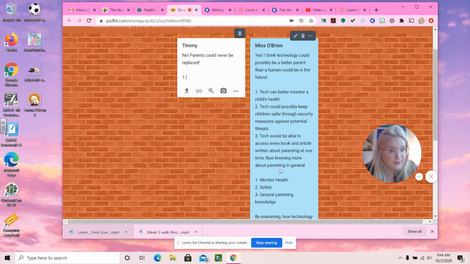And then my third reason was tech would be able to access every book and article written about parenting at one time through the internet, thus knowing more about parenting in general, because it would take a human forever to read every book on parenting, right? But a robot just knows it. So it knows all the theories, it knows all the studies at the drop of a hat. So that's one advantage that it might have, okay?